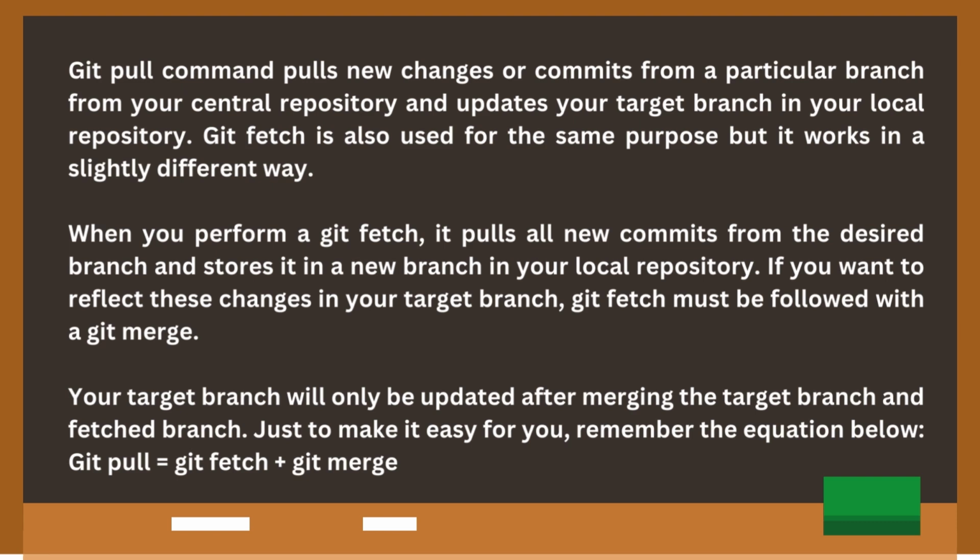Git fetch is also used for the same purpose, but it works in a slightly different way. When you perform a git fetch, it pulls all new commits from the desired branch and stores it in a new branch in your local repository. If you want to reflect these changes in your target branch, git fetch must be followed with a git merge. Your target branch will only be updated after merging the target branch and fetched branch. Just to make it easy for you, remember the equation below. Git pull equals git fetch plus git merge.